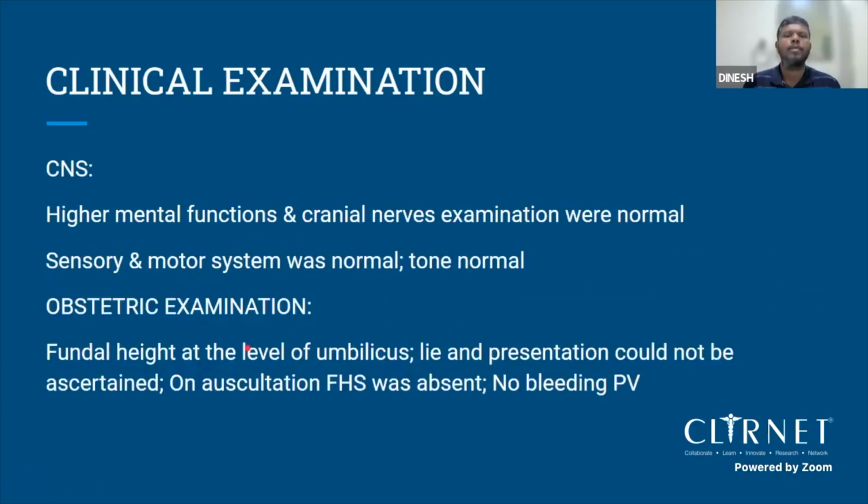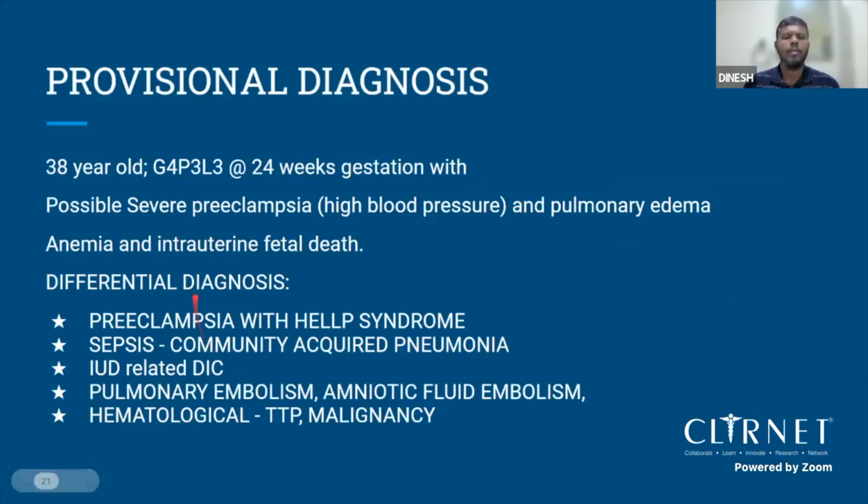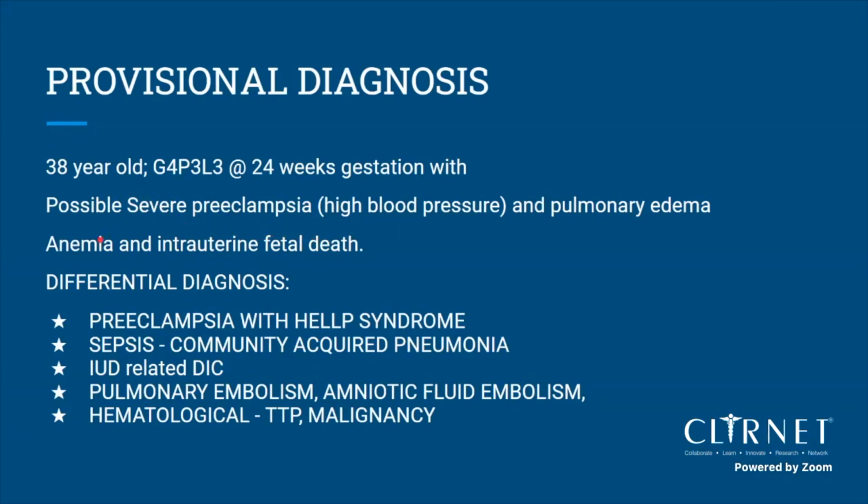Okay, go ahead. So to summarize my history and physical examination: a 38-year-old gravida 4 para 3 live 1 at 24 weeks of gestation with hypertensive disorder of pregnancy since 22 weeks on tab nifedipine, presented with fever, breathing difficulty, and reduced perception of fetal movements. On examination, she has fever, pallor, extremity edema, high blood pressure, signs of pulmonary edema and respiratory distress with hypoxemia, and absent fetal heart activity. So my provisional diagnosis at this point: 38-year-old female, possible severe preeclampsia and pulmonary edema, with anemia and intrauterine fetal death.